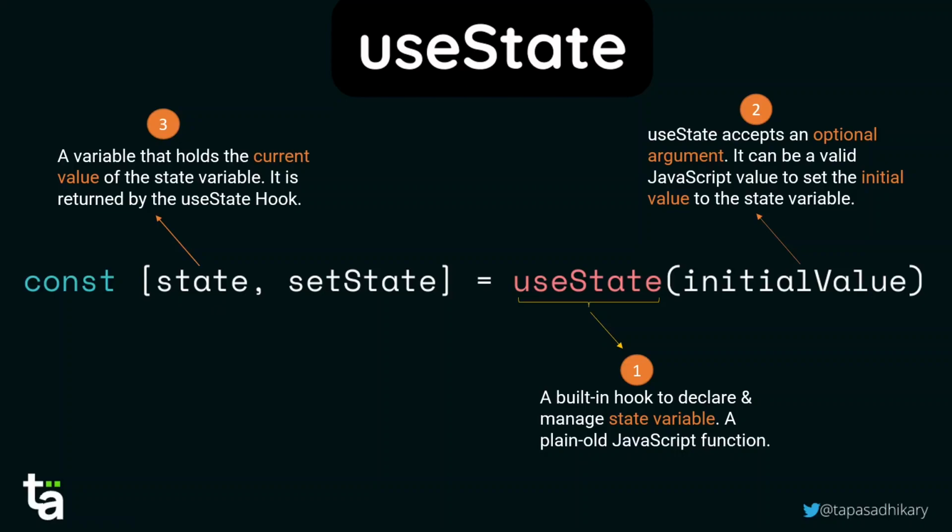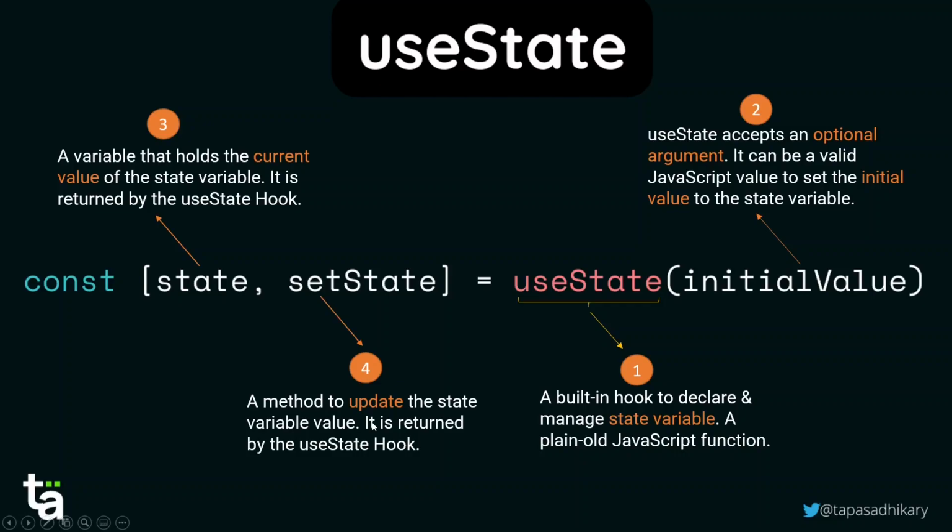The next is a function that is nothing but used to update the state value. Whenever we want to update this state value, for example, there is a counter state value which is initialized with 0 and we want to update it to 1, we won't be updating it directly. We won't be updating this state variable directly. Rather than that, we will be taking advantage of the setState method and we'll be updating the state variable. That is the fourth thing.